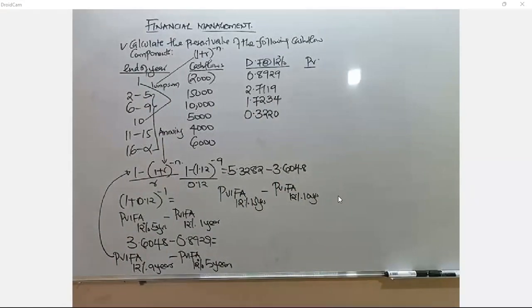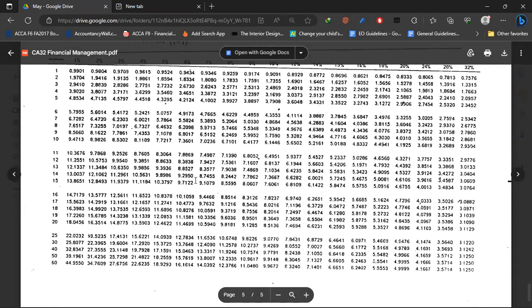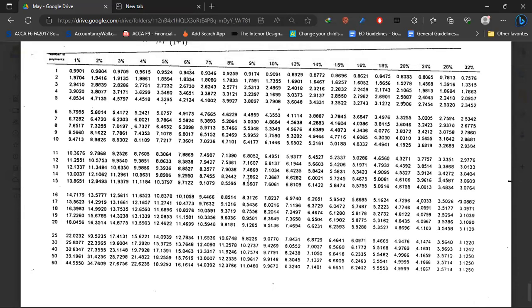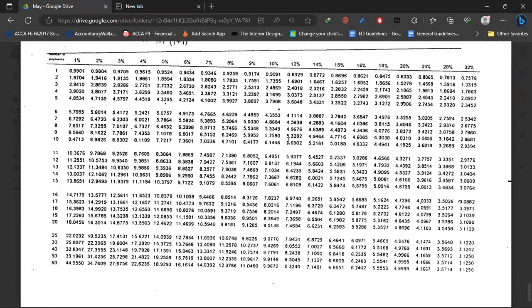So our table is here, and now we are moving to the table for annuities. It will be 15, 12%. You can see it here. Where is our 12? 15, 12%: 6.8109. Minus the other one, we are dealing with 10 years. Let me check 10 years now. 10, 12%: 5.6202.